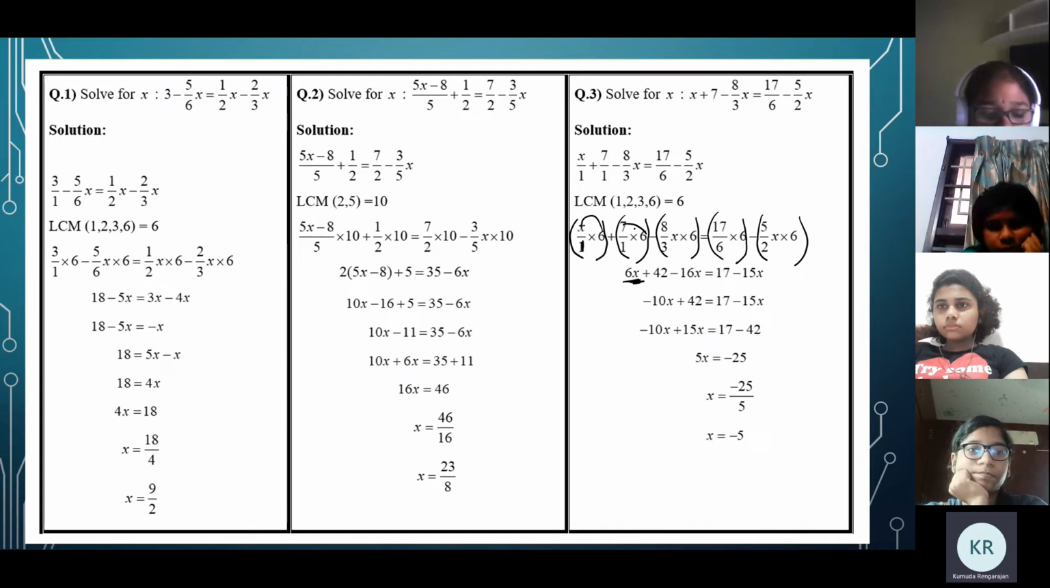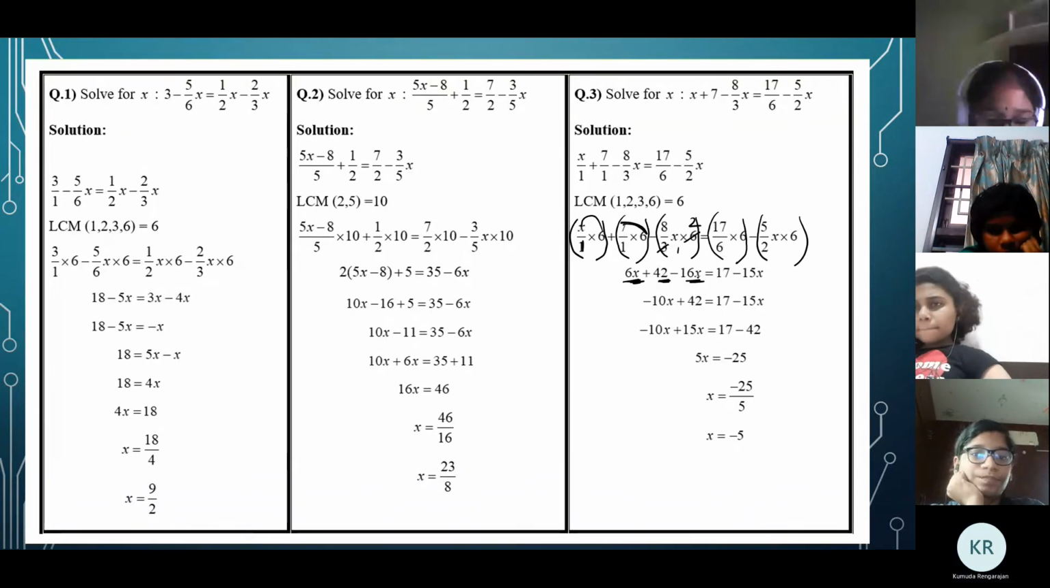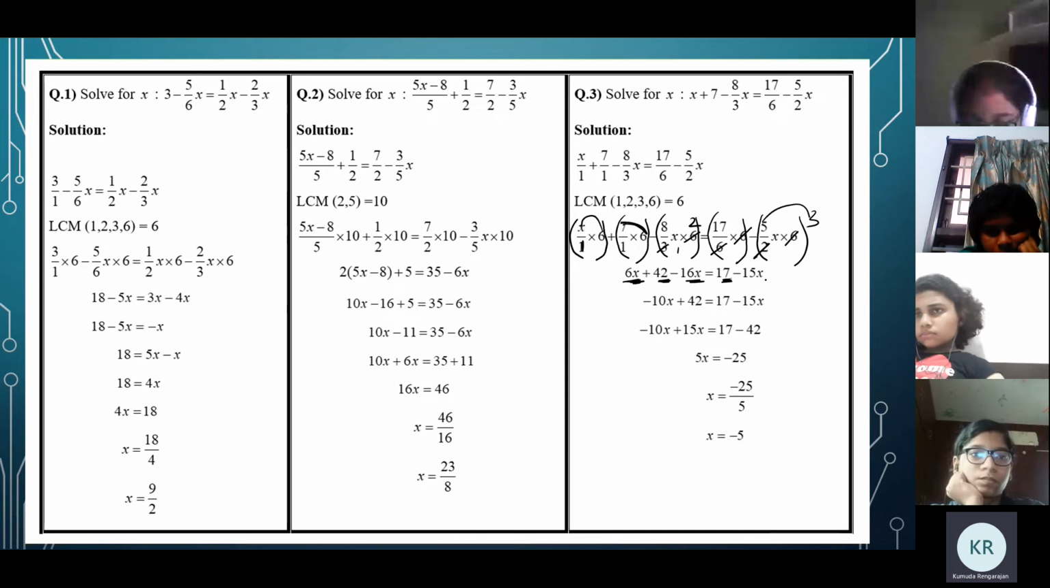And here 7 sixes are 42. 3 ones are 3, 3 twos are 6, so 16x. 6 and 6 cancel. So 17. 2 ones are 2, 2 threes are 6. So 5x into 3 is 15x.